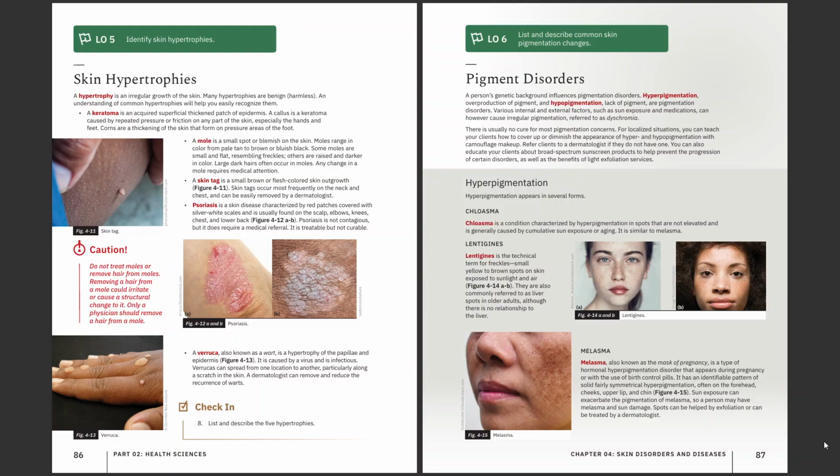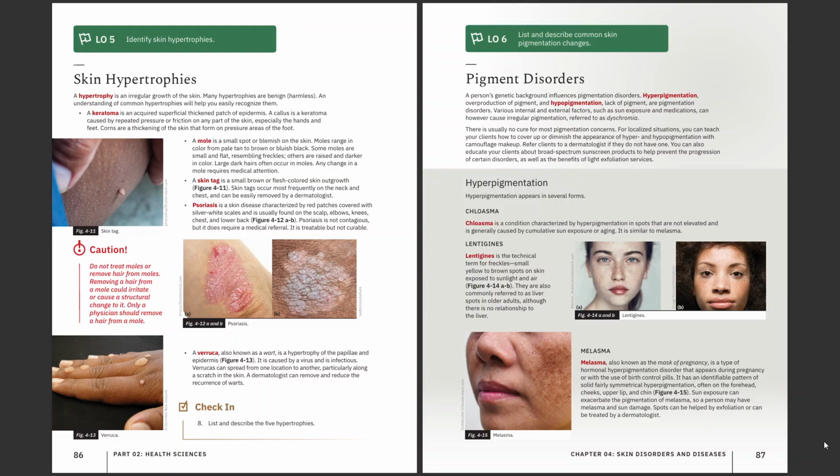A keratinoma is an acquired superficial thickened patch of epidermis. A callus is a keratinoma caused by repeated pressure or friction on any part of the skin, especially the hands and feet. Corns are a thickening of the skin that form on pressure areas of the foot.